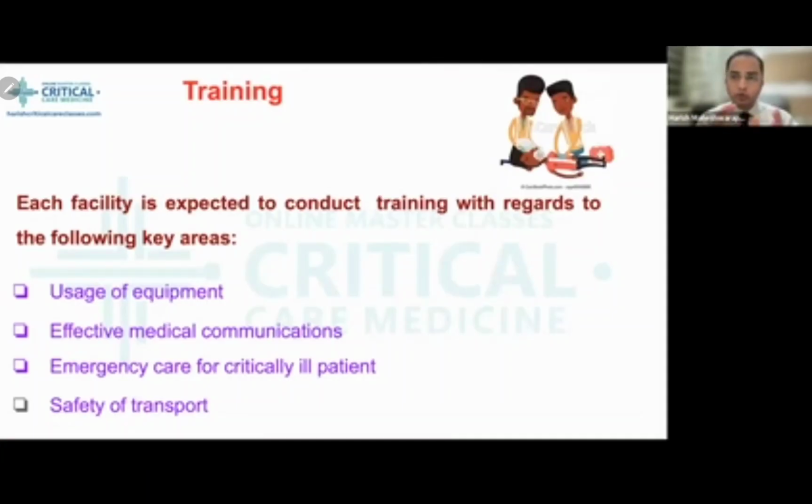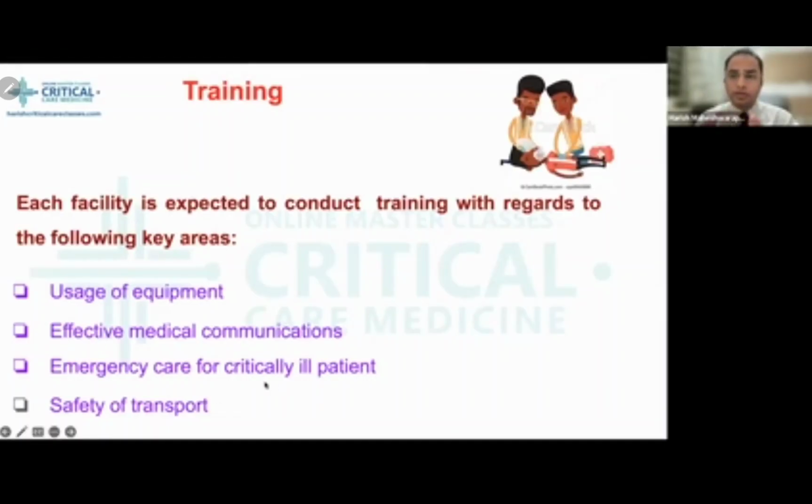Training: each facility is expected to conduct training with regard to the following key areas: usage of equipment which we use during the transfer process, and effective medical communication. Suppose you say to increase the vasopressor dosage, the receiving person should be able to understand exactly what the vasopressor agents are. That medical communication understanding is very, very important. That should be involved in the training process. Also emergency care for the critically ill patient.